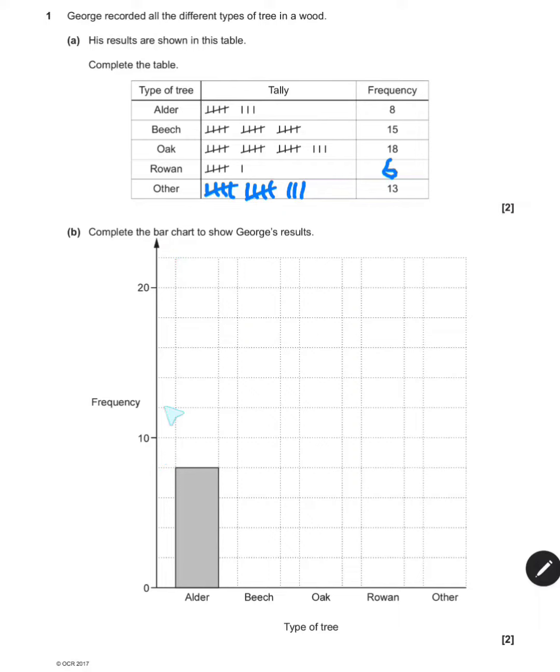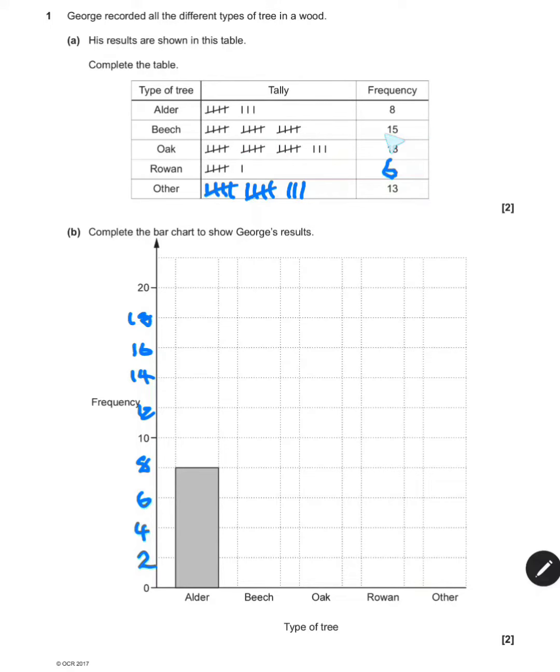First thing we need to do is check out the frequency. You can see it's not going up in ones, 10, 11, 12, 13, 14, 15. So we'll try twos, 10, 12, 14, 16, 18 and 20. May as well fill the rest in. And then we just need to put these frequencies onto the bar chart.